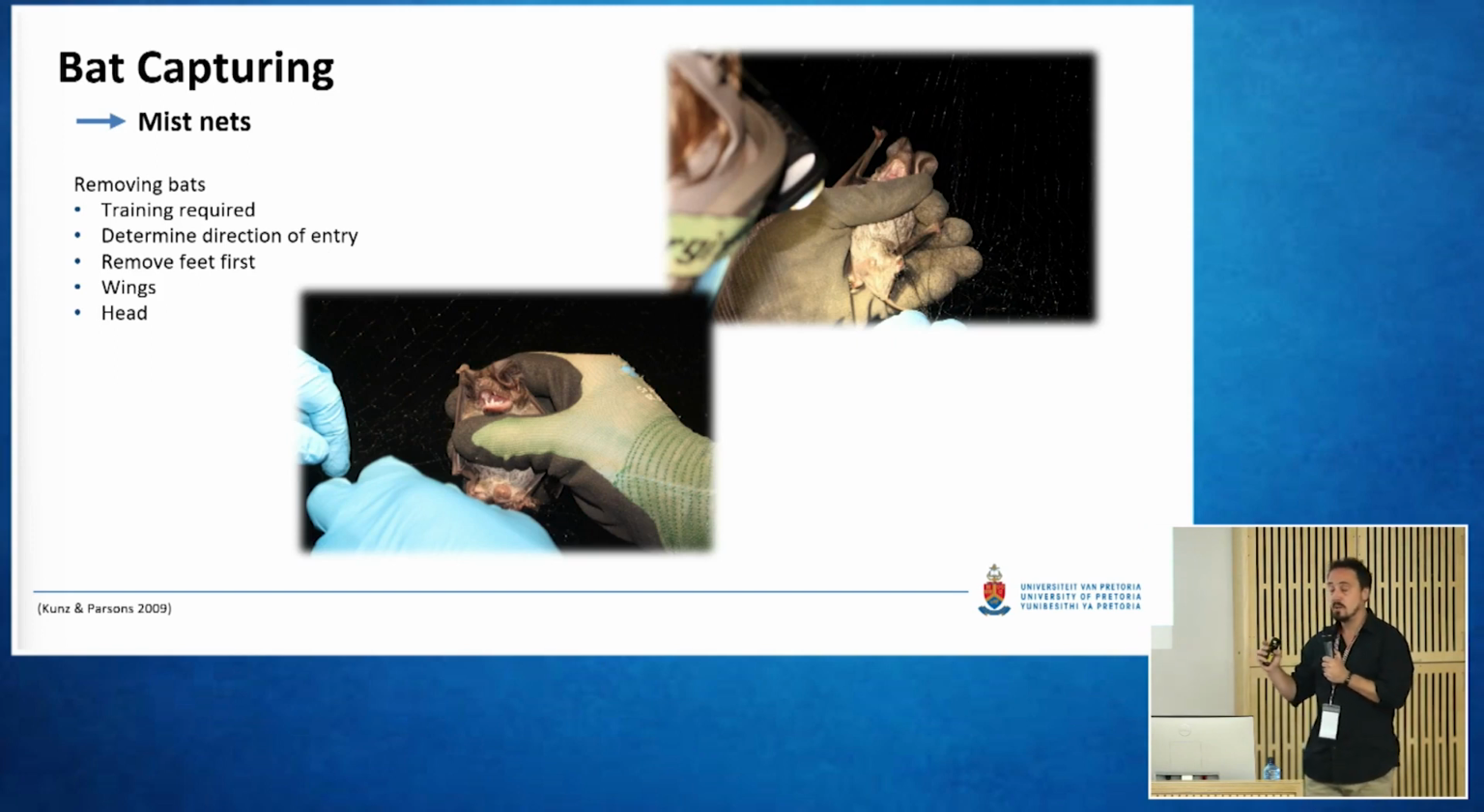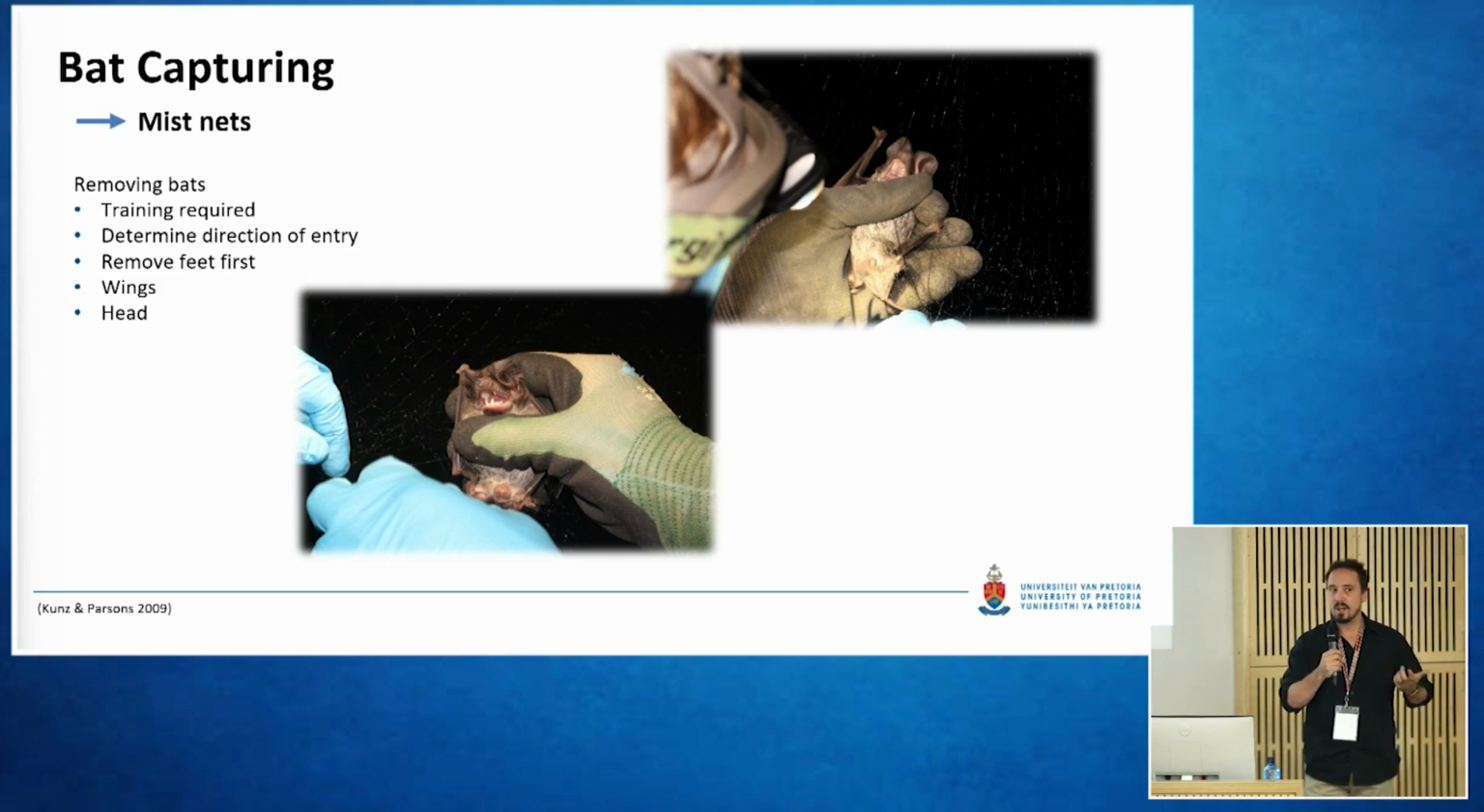Now again, you can read textbooks and they'll tell you exactly how you should remove bats from nets. Unfortunately, the bats don't read the textbooks and they don't fly into the nets as the textbooks describe. But what is said is that because they fly in head first and the feet are last to enter the net, you try to get the feet out first, then the wings, and then the head.